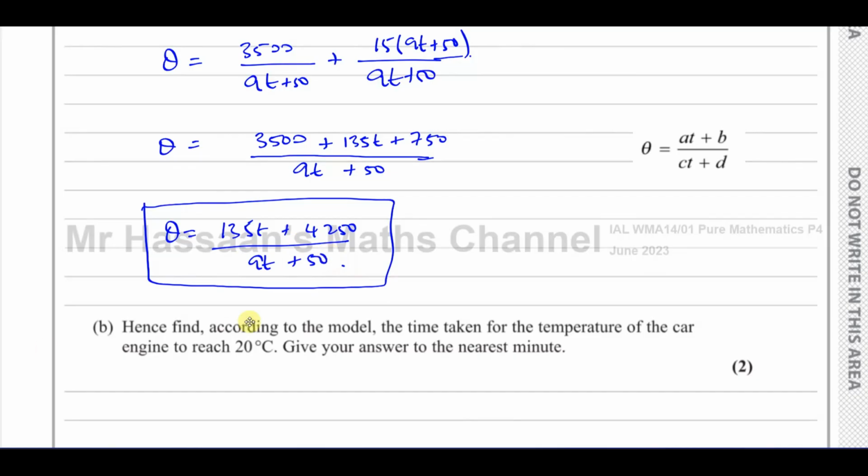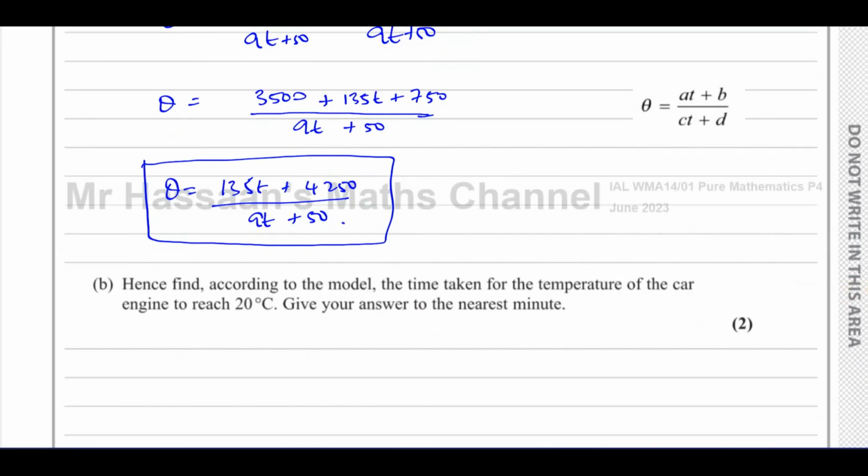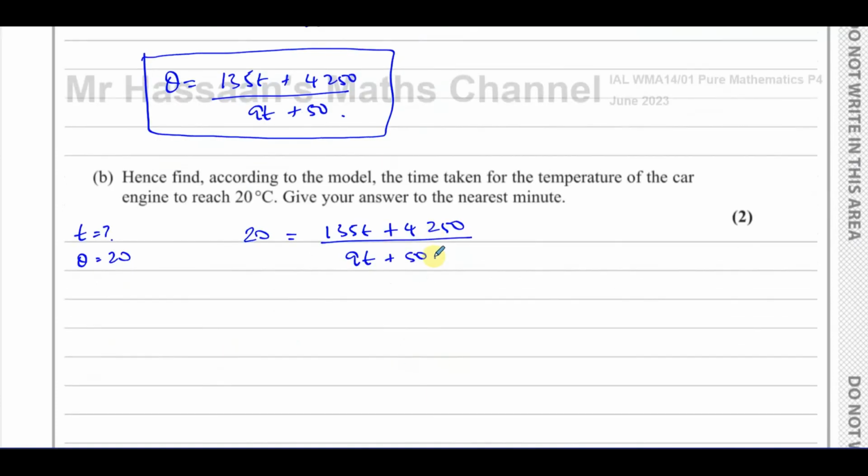Part B says hence, means using your answer, of course, find, according to the model, the time taken for the temperature of the car to reach 20 degrees Celsius, giving your answer to the nearest minute. So basically we want to find what t is when theta is equal to 20. So we replace the theta with 20, and we have 135t plus 4,250 over 9t plus 50. So we can multiply both sides by 9t plus 50.